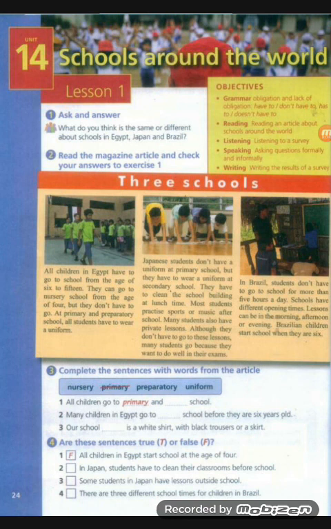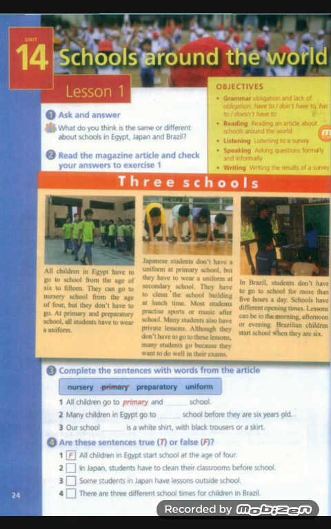Here we have a blue box that has some helping words or guiding words. You can read the sentence and fill in the spaces with the suitable words. Are you ready? Let's start. Number 1, all children go to primary and space school. Yes, very good. Nursery school.